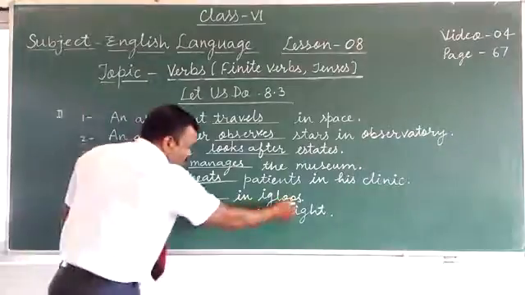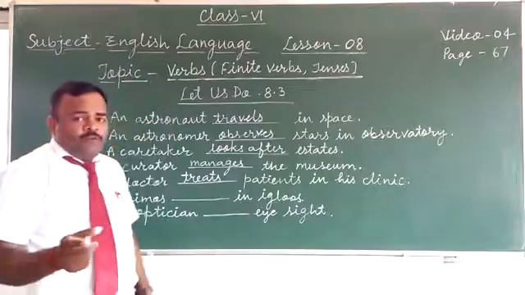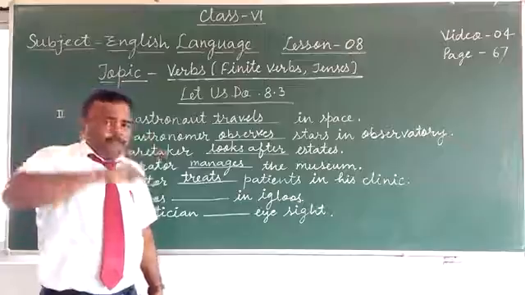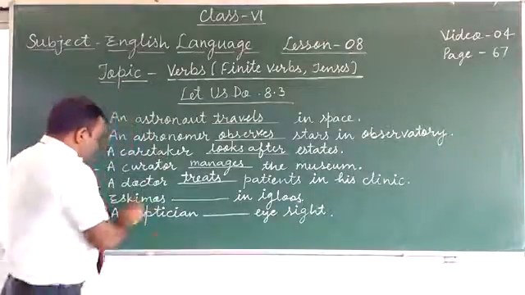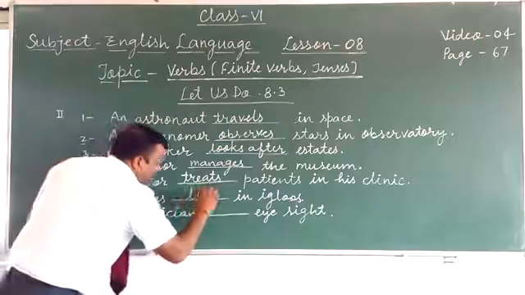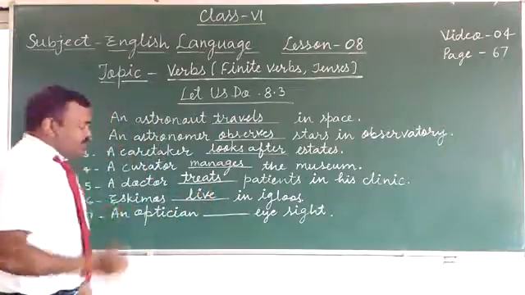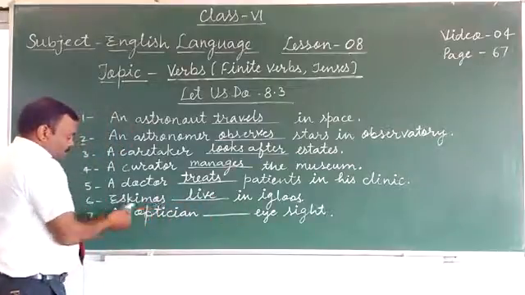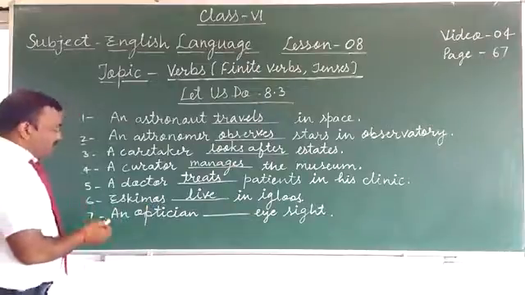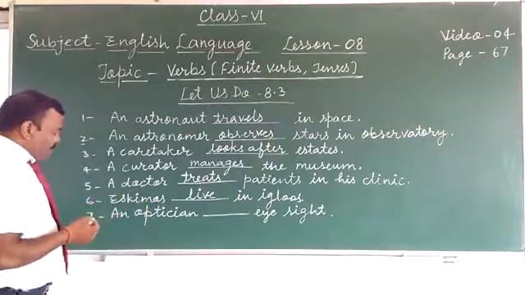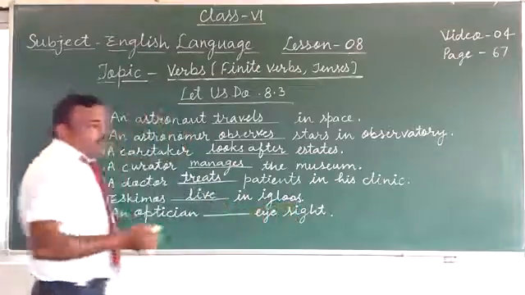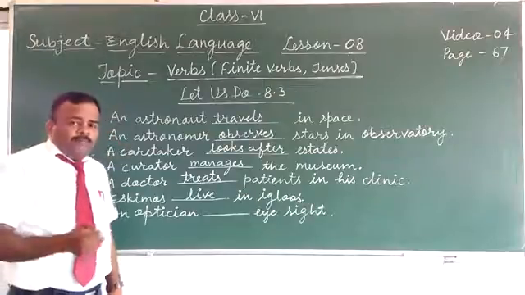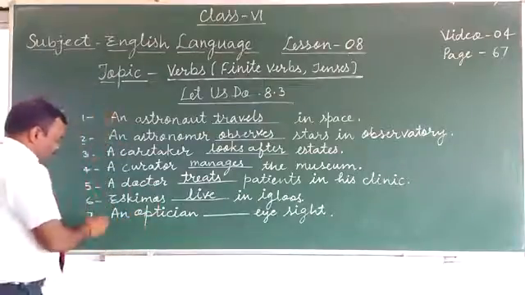Eskimos in igloos. Igloos means the houses made of ice, snow, means in round shape. Okay. So Eskimos live. They live in igloos. So we don't add s or es here because the subject is plural. Eskimos live in igloos. So igloos is their living places in round shape made of ice. That is called igloos.